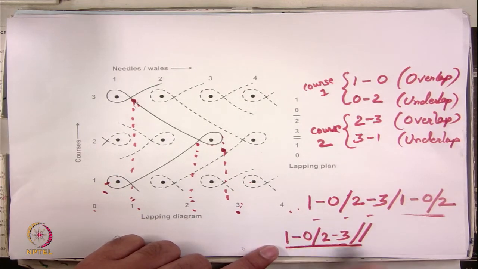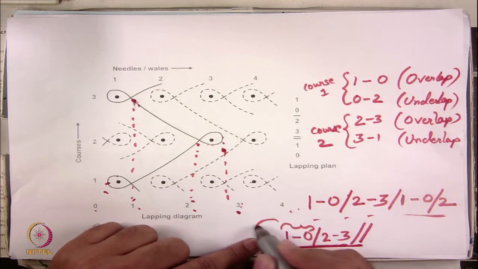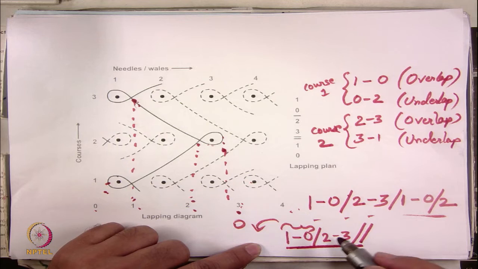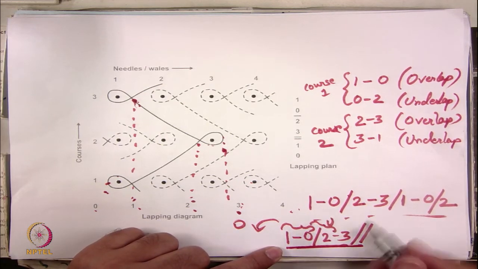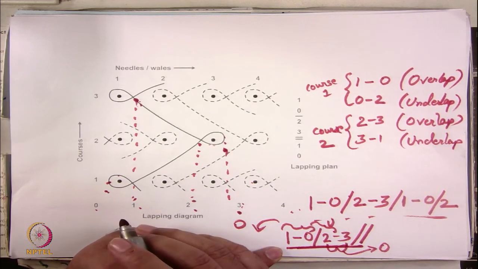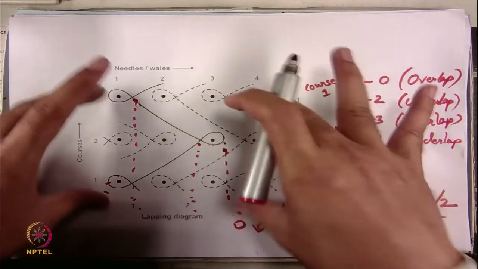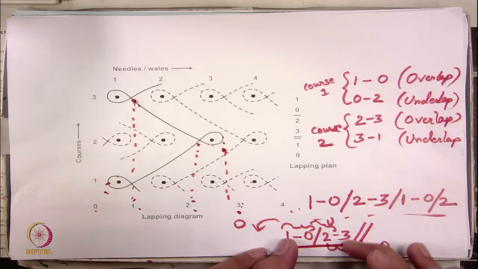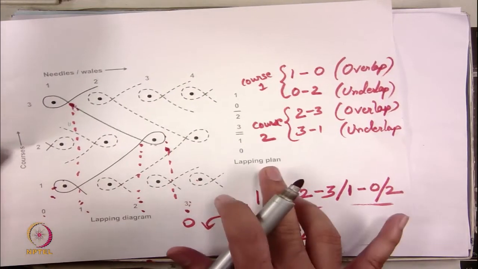If you see this lapping plan, in this, 1 to 0 indicates overlap, 0 to 2 indicates underlap, and 2 to 3 again indicates overlap. In this way, the whole fabric will be denoted by just a 4 digit number. So this is the lapping diagram and lapping plan.